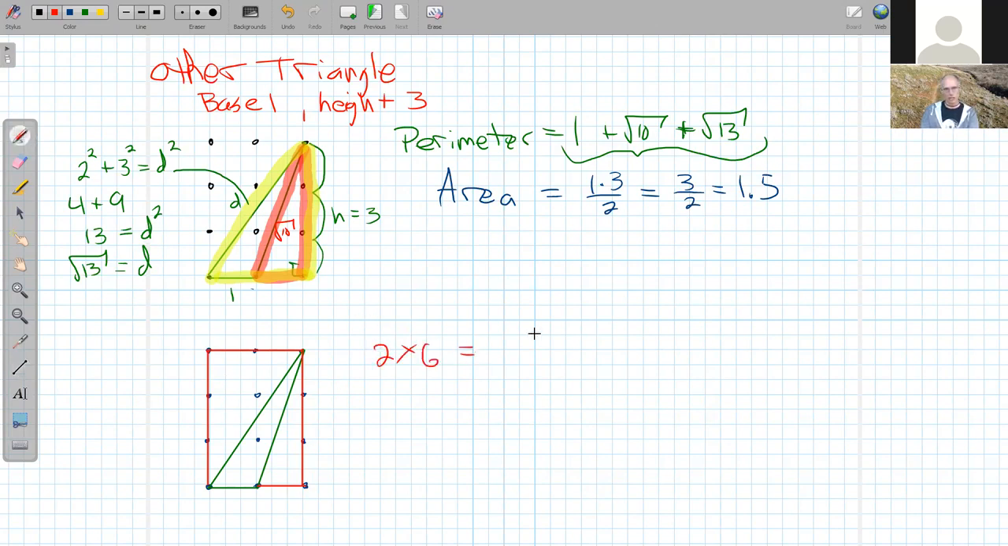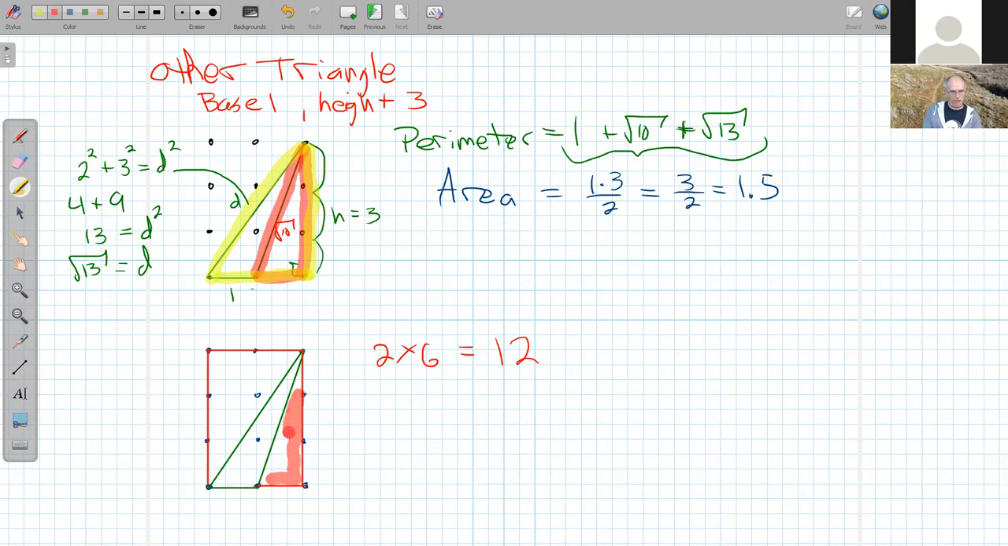So the total area I've enclosed there is 12. Now, I would like to remove the red one and the other red one, so all I have left is the green one. So what I want to do next is say, okay, well, can I find the area of this red triangle right here?